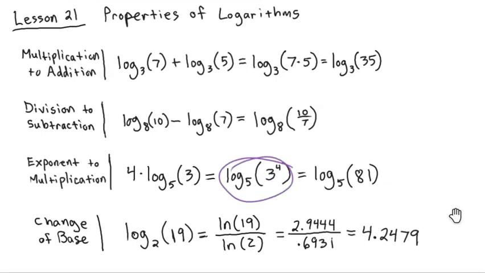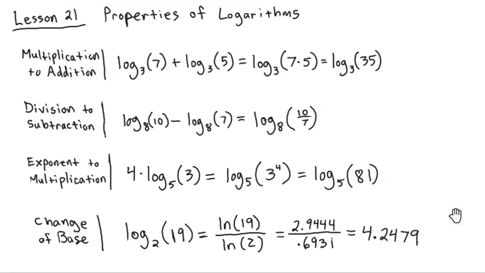You can also take a logarithm that has an exponent and move the exponent outside to become a multiplier in front. And so log base 5 of 3 to the 4th power can become 4 times log base 5 of 3. And of course, 3 to the 4th power is 81. So this is the same thing as log base 5 of 81. And we're going to do a few examples of each of these properties.